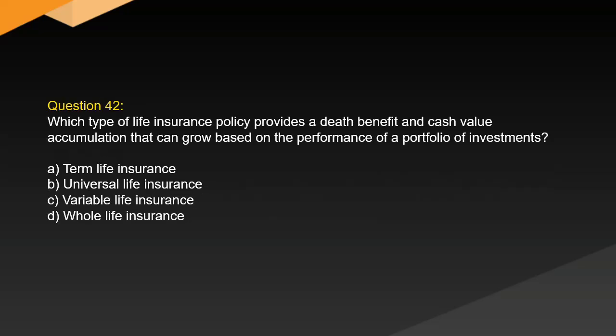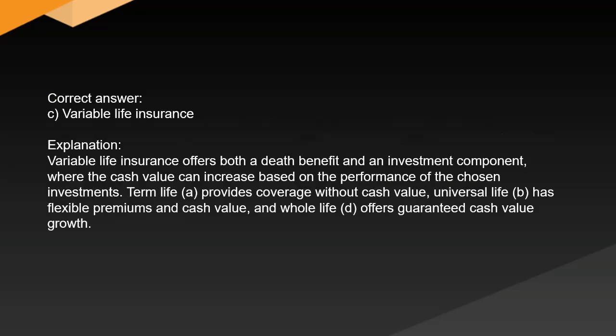Question 42. Which type of life insurance policy provides a death benefit and cash value accumulation that can grow based on the performance of a portfolio of investments? A. Term life insurance. B. Universal life insurance. C. Variable life insurance. D. Whole life insurance.